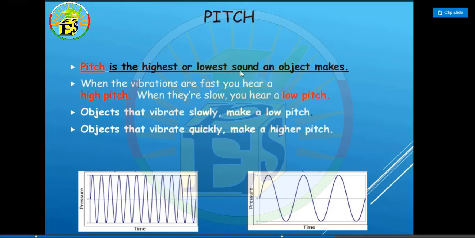Pitch is how high or low a sound an object makes. When the vibrations are fast, you hear a high pitch. When they are slow, you hear a low pitch. So it depends on vibration also. When it vibrates slowly, pitch is low. When it vibrates quickly, pitch is higher. Here vibration is quick, so pitch will be higher. Here the vibration is slow, so pitch is low.